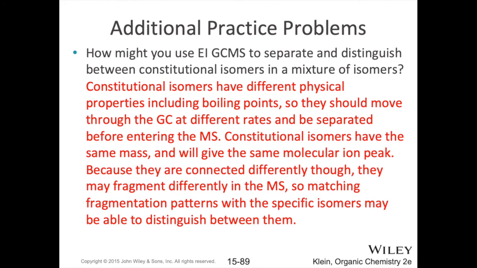That being said, based on the fragmentation pattern of your mass spec, you could also try and piece together how those fragments are different. This is assuming, of course, that you are going to have different fragments. It's possible to have two constitutional isomers that have similar fragments, they're just arranged differently. So again, this is kind of a broad question.